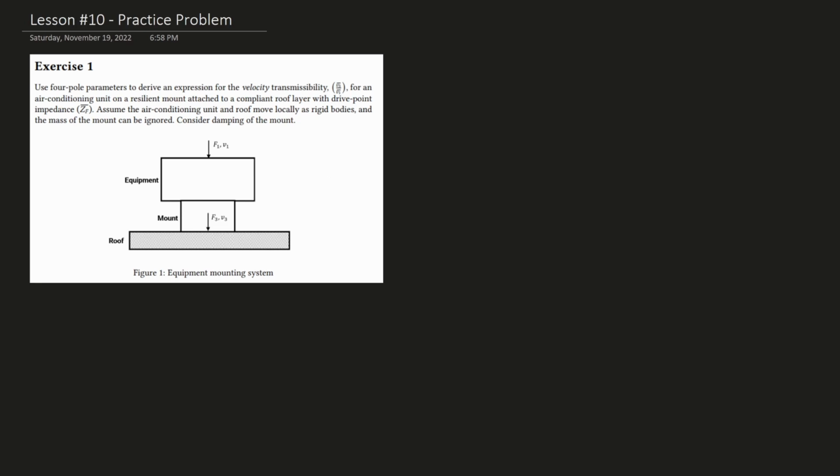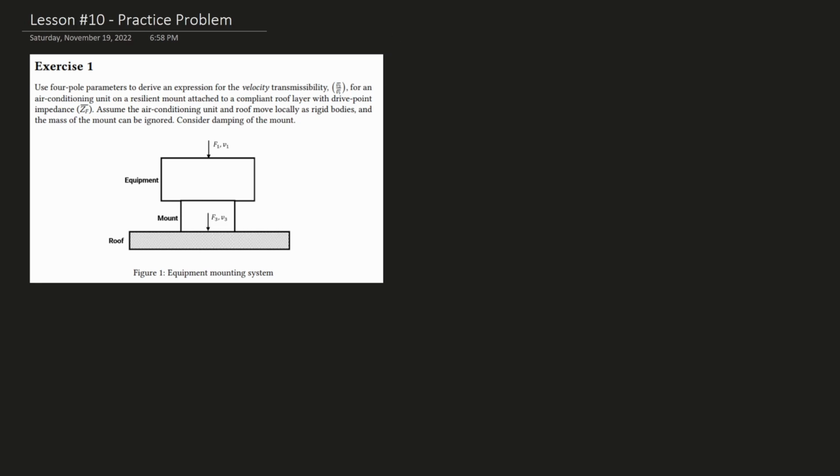So here in this example, we're assuming that we were able to measure the drive point impedance of this roof foundation that we're putting the unit on. And we also have to assume that the air conditioning unit and roof move locally as rigid bodies and the mass of the mount can be ignored. But we do want to consider the damping of the mount in this example, which is another difference between this problem and the homework problem.